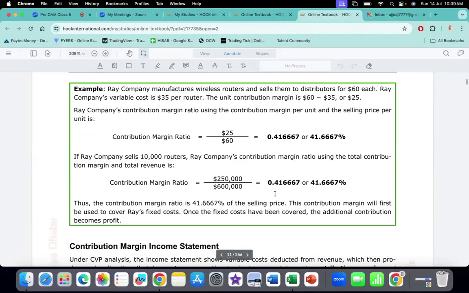So let's check this out. Ray company manufactures wireless routers and sells them at 60 each. That's the same question we have. The contribution margin is 25. So how do you calculate the contribution margin ratio now? It's 25 divided by 60. That comes to 41%. If you don't have this information, but you still have the total figures, you can always calculate it using 250,000, that is your total contribution margin in value, divided by your total sales in value. Again, the ratio would be the same.